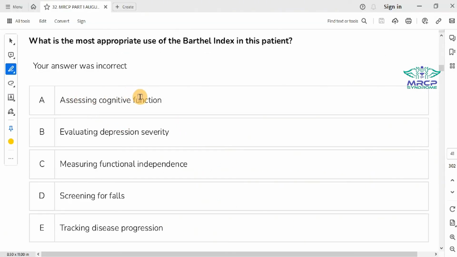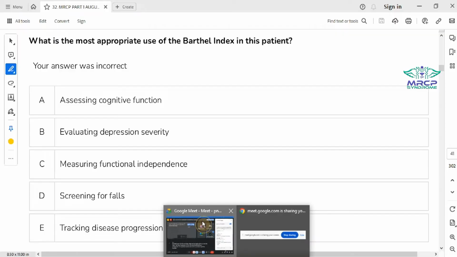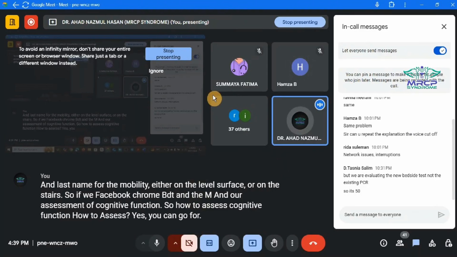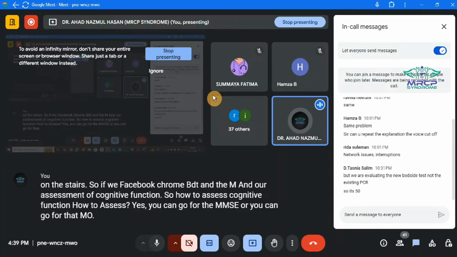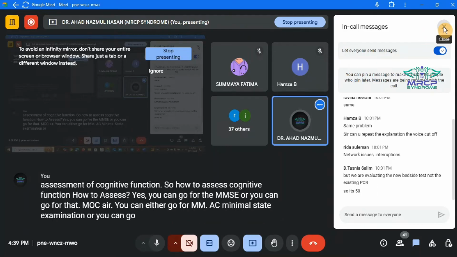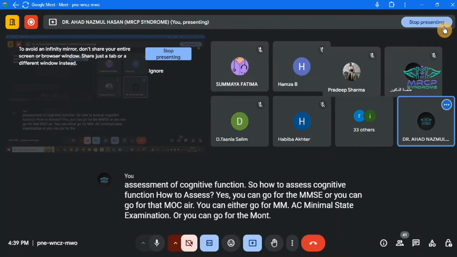And assessment of cognitive function. So how to assess cognitive function? You can go for the MMSE, or you can go for the MoCA. You can either go for MMSE, Mini-Mental State Examination, or you can go for the Montreal Cognitive Assessment.